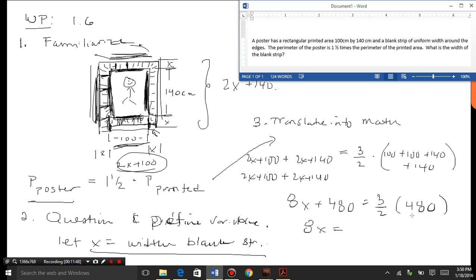3/2 of 480 minus a full 480 is a half of 480, which should be 240. And then x is going to be equal to 30. So that means that border is 30. But what are the units on this? Well, everything was in centimeters. So this thing should be in centimeters as well. Bingo. So it wasn't a hard problem. You just had to take your time decrypting it. And that's what it really comes down to. So this problem took 11 minutes.